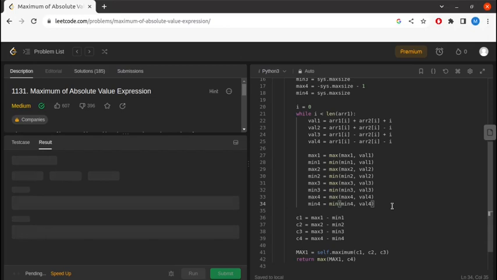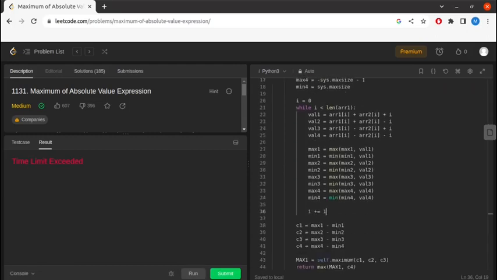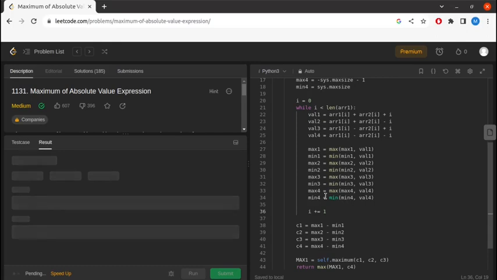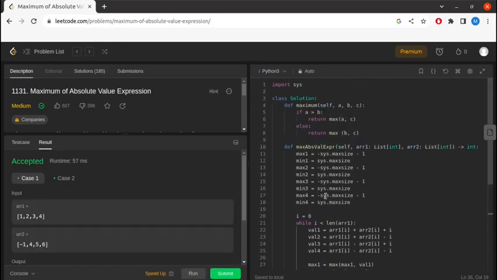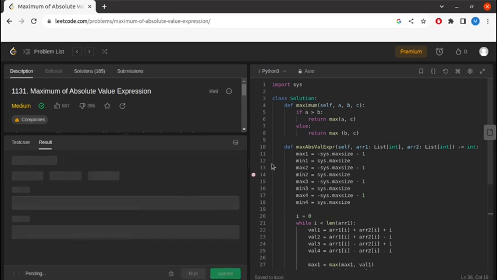All right, so let us try to run it. Oh, okay, sorry, I think I am not incrementing the index, so it will end up in an infinite loop and it will create a problem. Okay, yeah, so let me now run it. All right, so this got accepted. Now let's submit the solution.